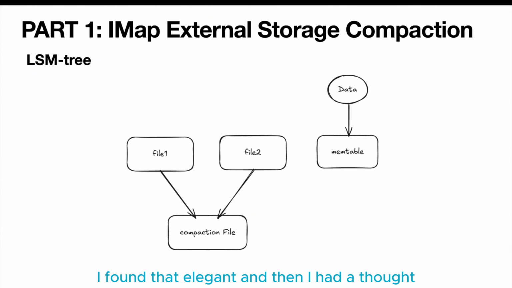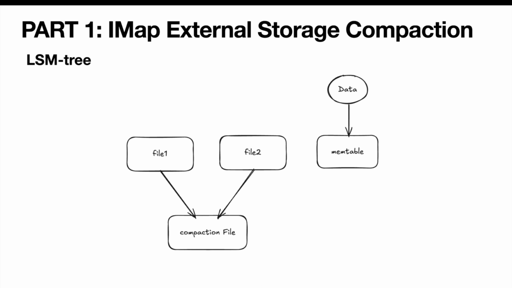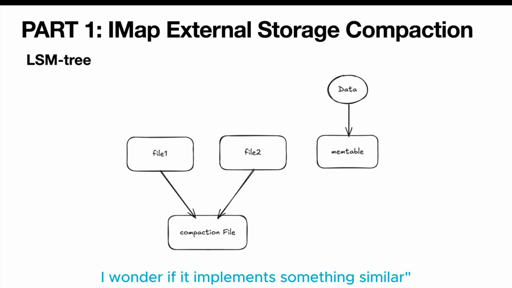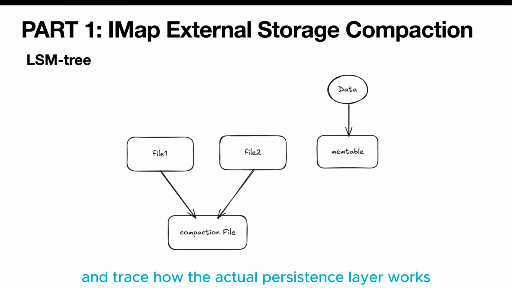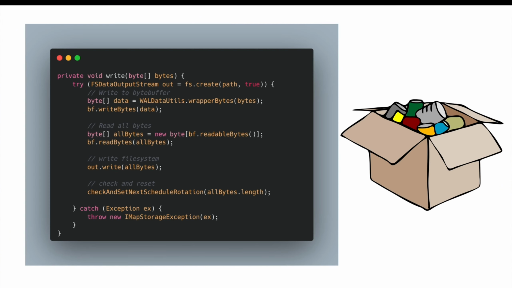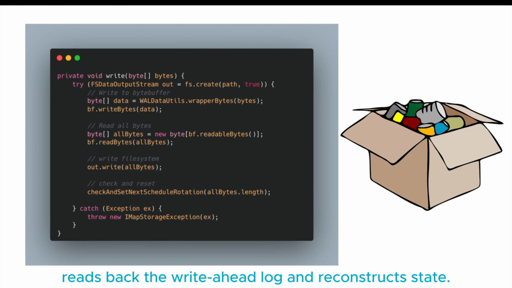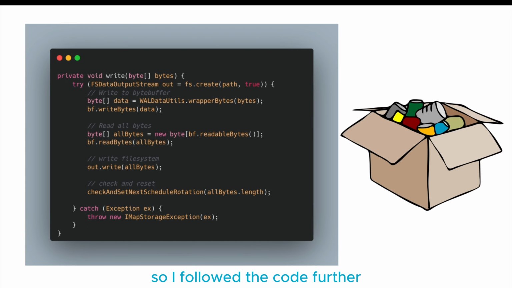And then I had a thought, SeaTunnel uses WAL for state persistence. I wonder if it implements something similar. So instead of just reading about it in a book, I decided to go directly into the SeaTunnel source code and trace how the actual persistence layer works. I found a class called WAL Reader, which, just like in the book, reads back the write-ahead log and reconstructs state. So I followed the code further.